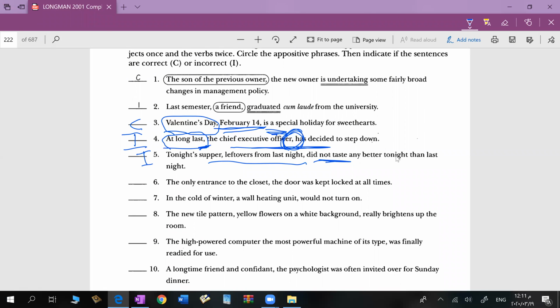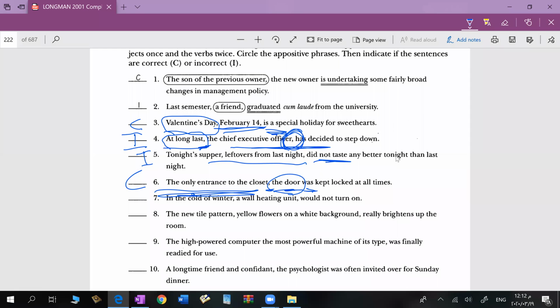Okay. Number 6: "The only entrance to the closet, the door, was kept locked." So the door is the only entrance to the closet. They are both the same thing. We have here subject, verb. So this sentence is correct.